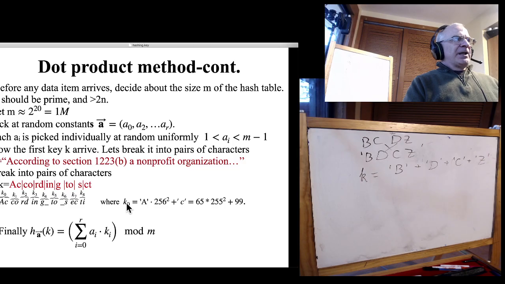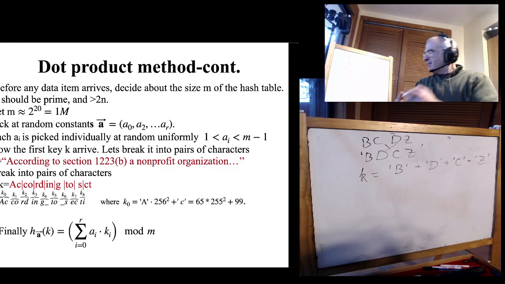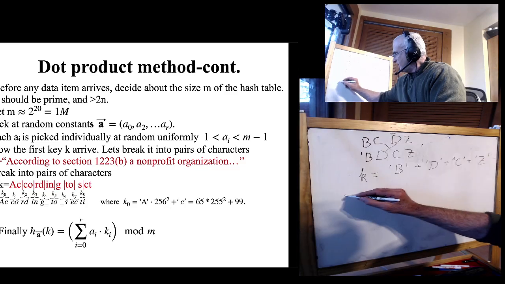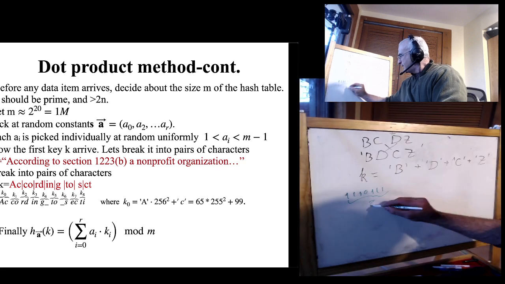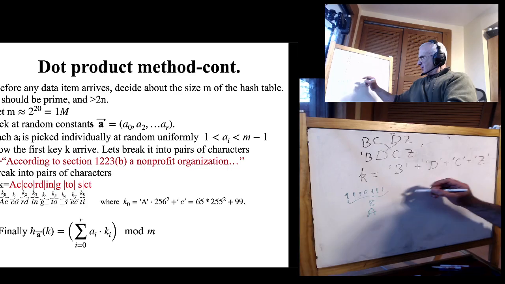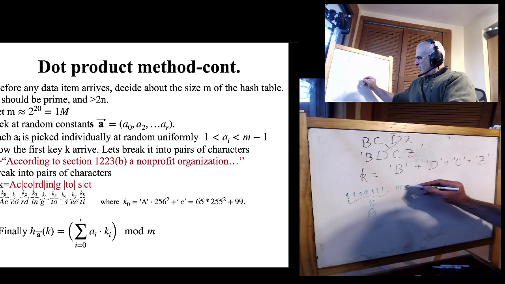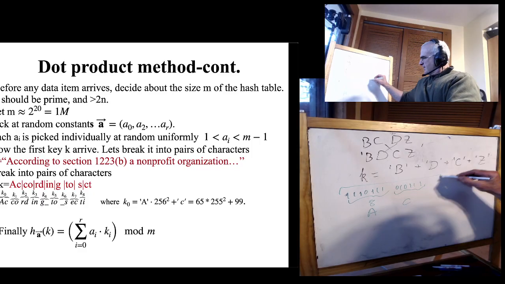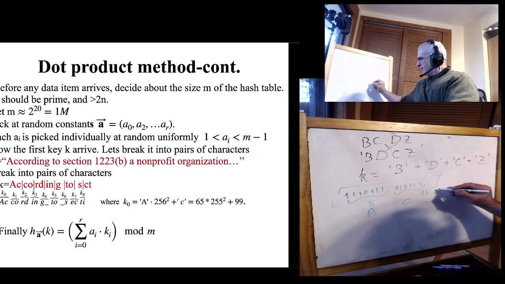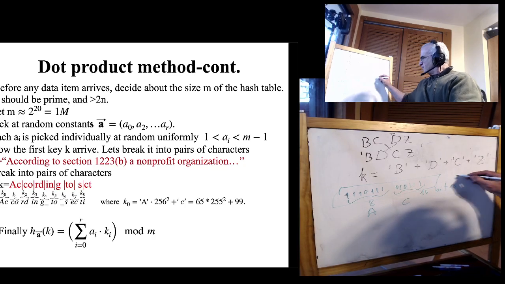If you think about it as ASCII characters, then K0, the first one, will be the ASCII character of A and the ASCII character of C, and I'm just multiplying it by 256. When you think about it as a stream of bits, then you have 8 bits for the A, and then the 8 bits that are the ASCII character of the C. I'm not saying that that's the right one. And all you're doing is taking this number of 16 bits, and this is K0.